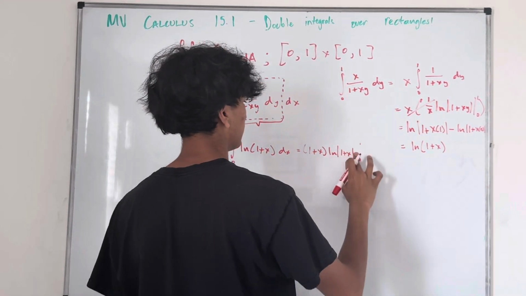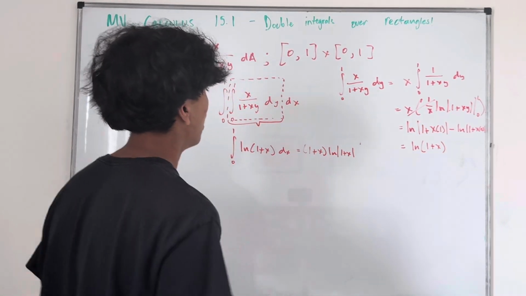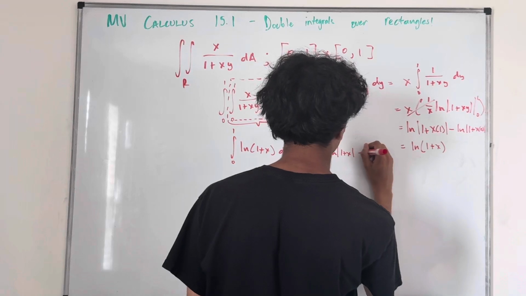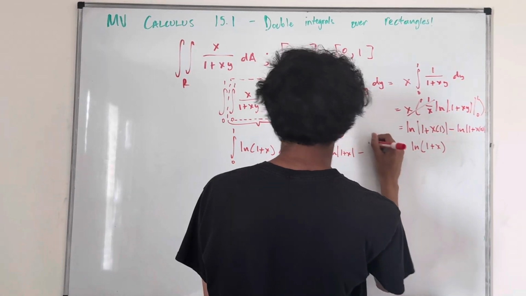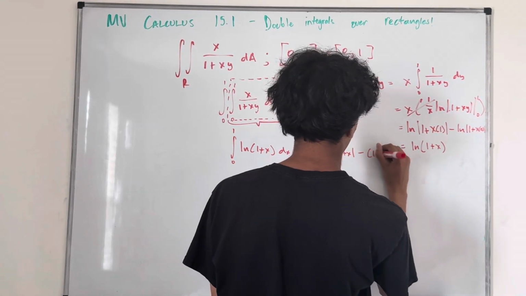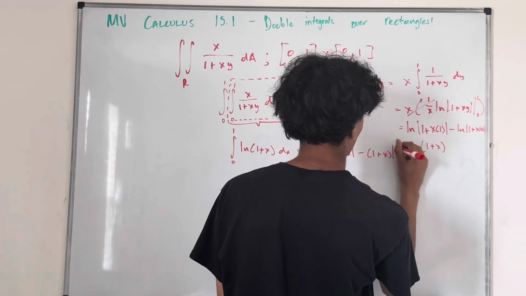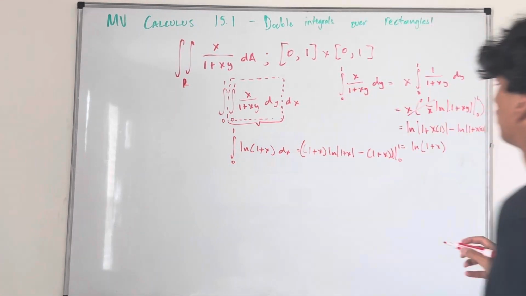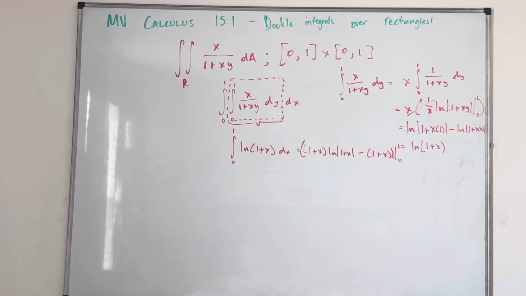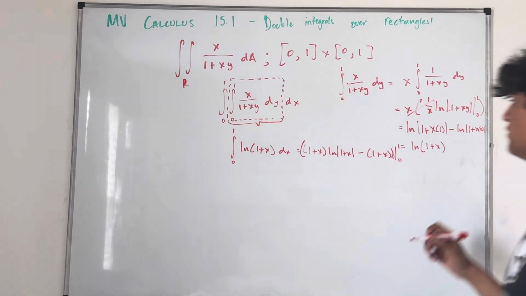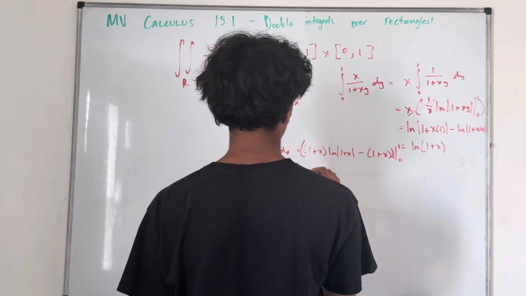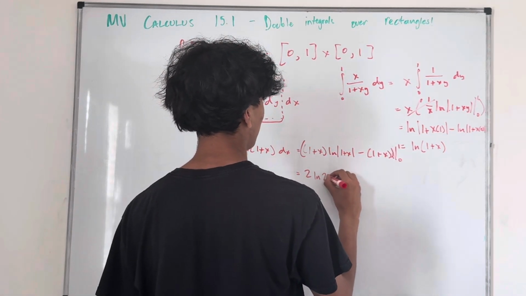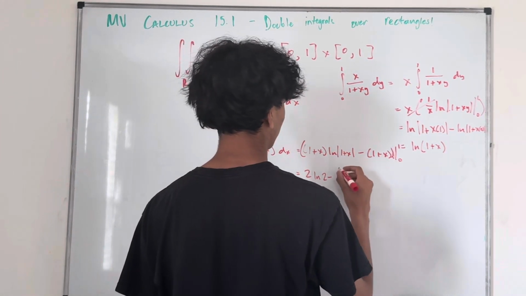Or actually, yeah, we'll do it like this. Minus 1 plus x from 0 to 1. So now, as we're doing this, we're just going to substitute in the 1s and 0s. So I get 2 when I plug in 1 here. So 2 times ln 2 minus 1 plus 1, which is 2.